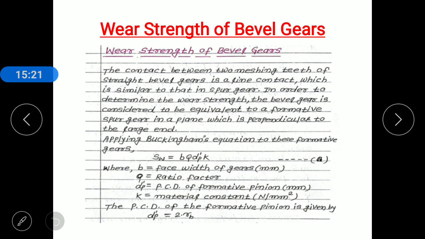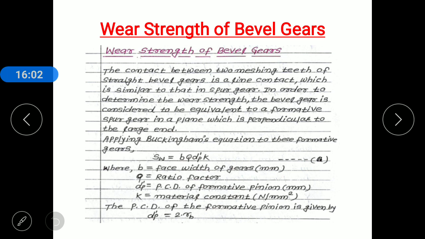Same thing is here. The contact between meshing teeth of straight bevel gears is a line contact, which is similar to that of spur gears. In order to determine the wear strength, the bevel gear is considered equivalent to a formative spur gear in a plane perpendicular to the tooth element at the large end. Now here we apply the Buckingham equation to this formative gear. We know the Buckingham equation for a formative spur gear: S_w = b Q D'_p K.